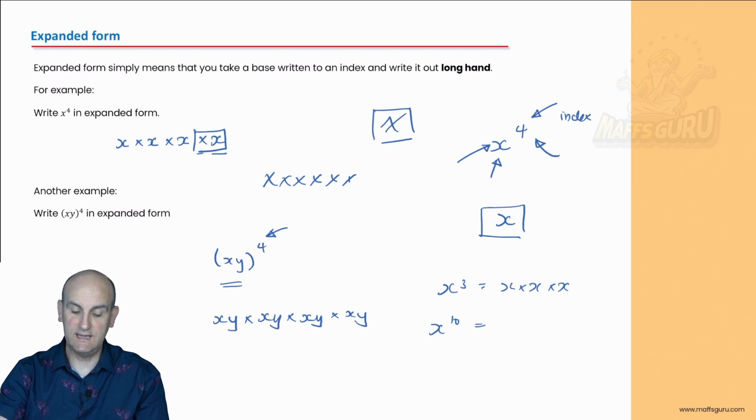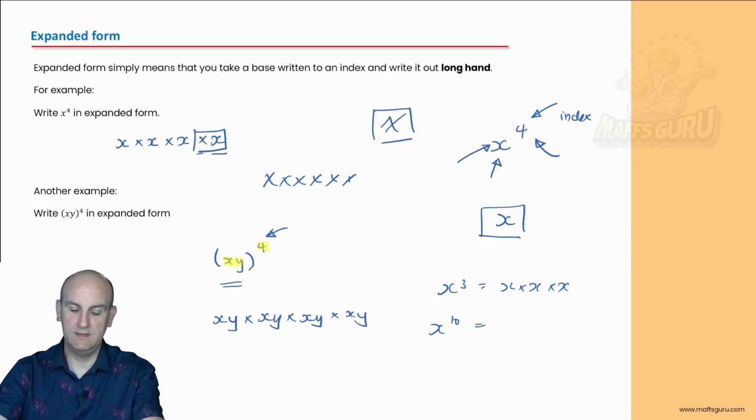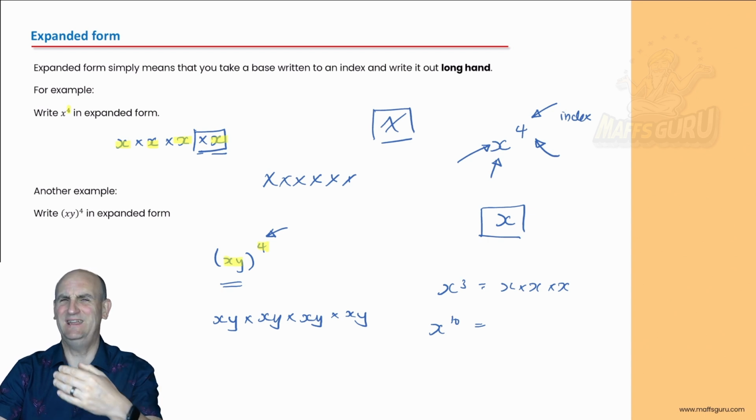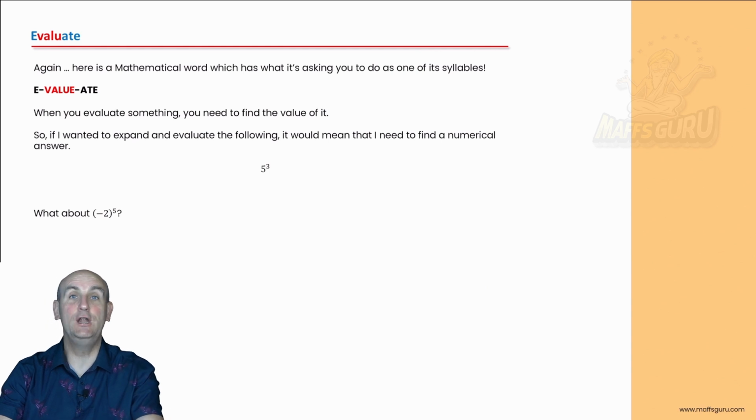So the trick to this is the floaty number tells you how many times to write what it's connected to, and then put times in between them, yeah? So the floaty 4, write the x's 1, 2, 3, 4 times, and then put kisses or times signs between them. Easy, really? Now, one of those other trick words that comes up in maths all the time is evaluate.